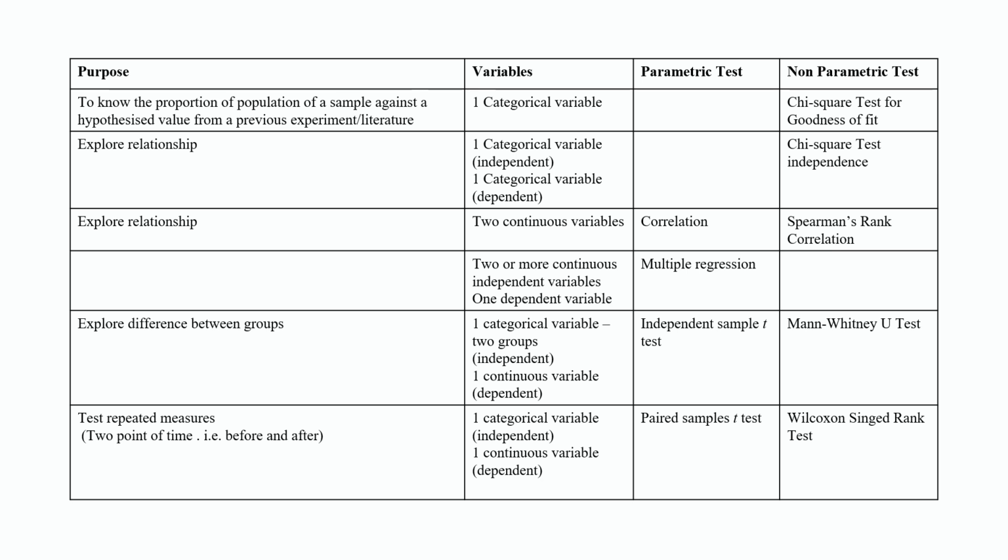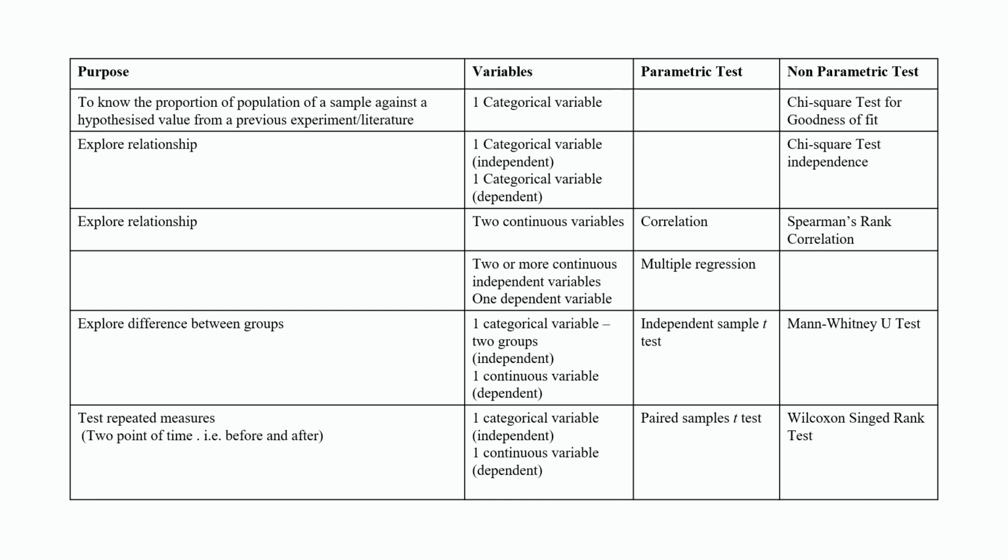Then exploring relationships with the metric variables. There are two continuous variables for which you want to know the relationship. If one variable changes, how will it impact another variable. So correlation is a parametric test, and Spearman rank correlation is the alternative.